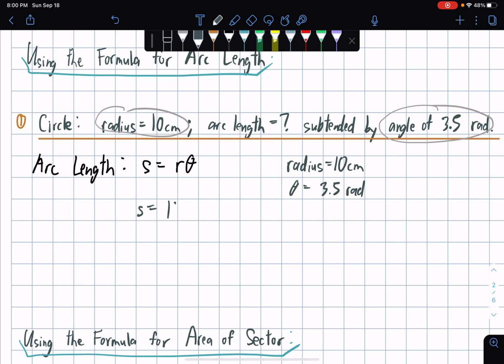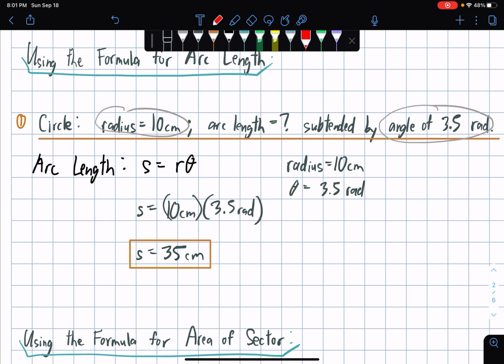So radius is 10 centimeters, so 10 times theta, which is 3.5 rad, equals S. 10 times 3.5 is 35. Our unit for the S, or the arc length, is always the same as its radius, which is in centimeters. So this is the final answer.